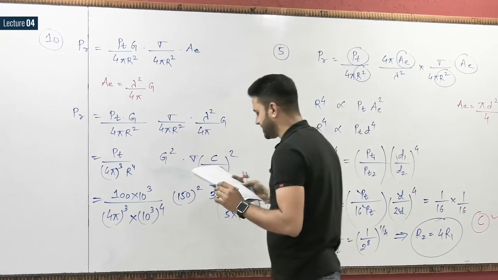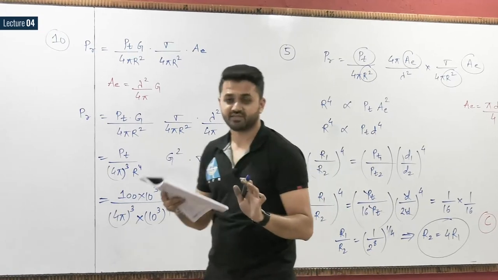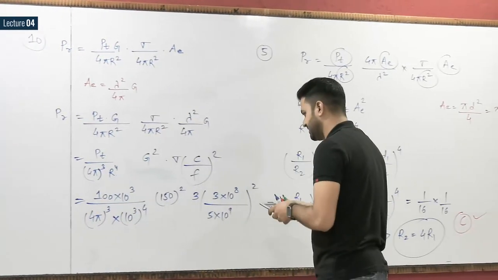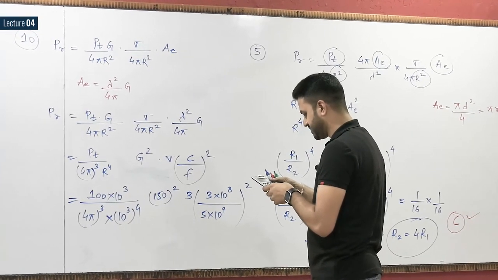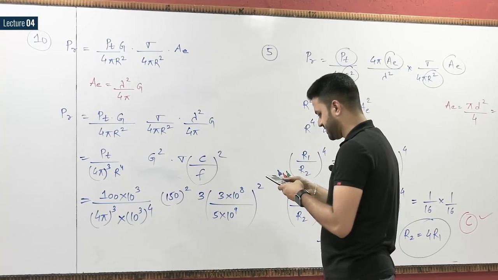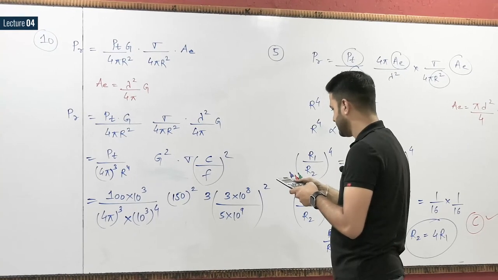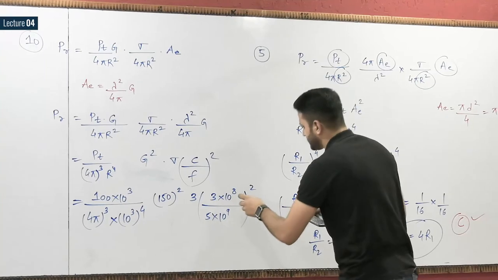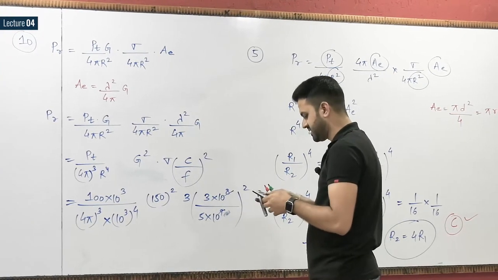Now we have to calculate this. Effective aperture area we have considered. Radar cross section area we have considered. Radar cross section of the target is 3. Now we have to solve this. This is 100 or 10 to the power 5, I can write directly, into 150 square. In the numerator, we are writing into 3. And if I solve this, this is 1. So 3 by 50 whole square.